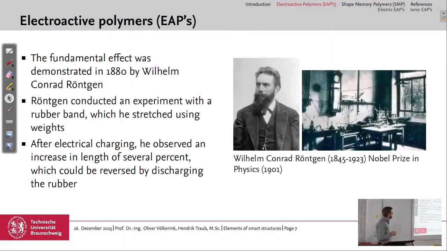The fundamental effect was demonstrated in 1880 by Wilhelm Conrad Röntgen, and he conducted an experiment with a rubber band which he stretched using weights. And after electrical charging, he observed that the length of this rubber band increases about several %. And when he discharged the rubber, the rubber band shortened again. So this was the first experiment where these effects were observed.